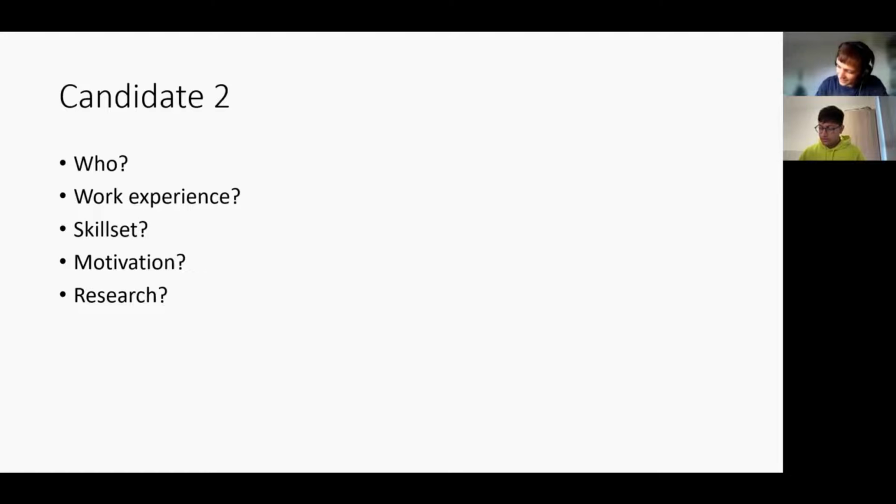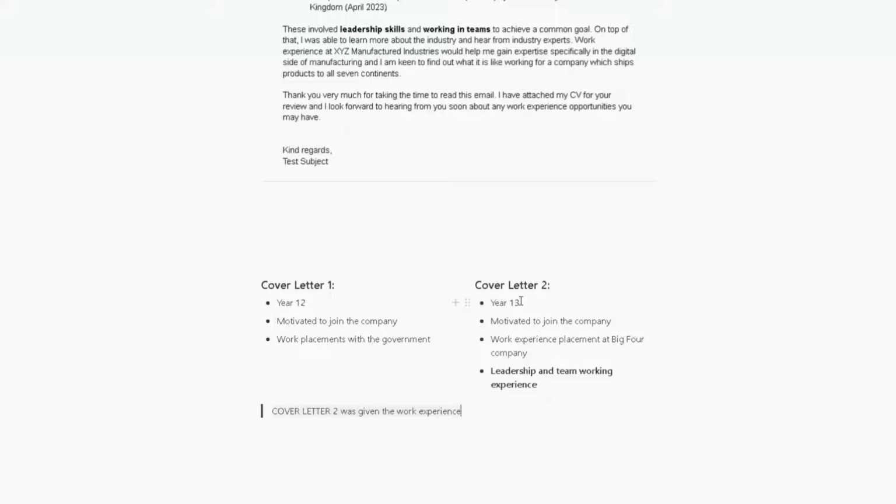Okay, so year 13 student, he's worked at big 4 companies and he had another work experience, and then he's got leadership experience and worked in teams before. And in the first sentence again, he mentioned something about being interested in the company, I think. So yeah. There you go. That's what happened when I had that call with him.